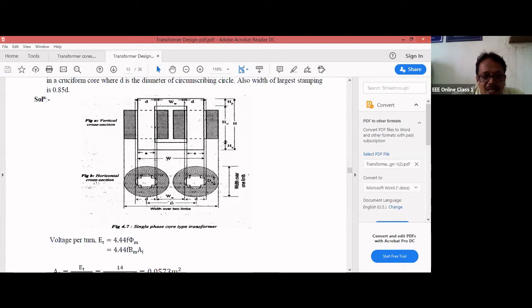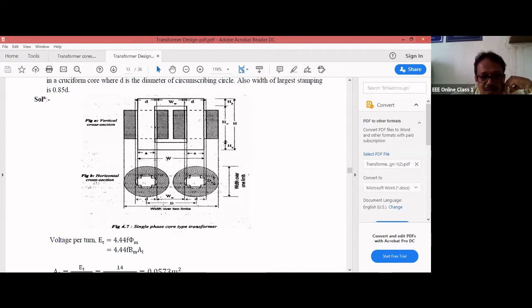So I want to calculate D. If I want to calculate D, I have to take WW plus half A plus half A, because the width of the frame is up to here only. It does not consider this part. But the diameter of the circumscribing circle includes this part also, while the width of the frame does not include this part and this part. So don't take that part. For that, I want WW plus half A plus half A.